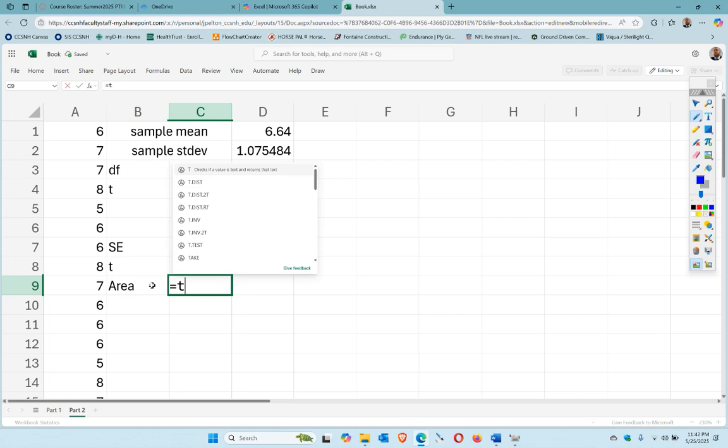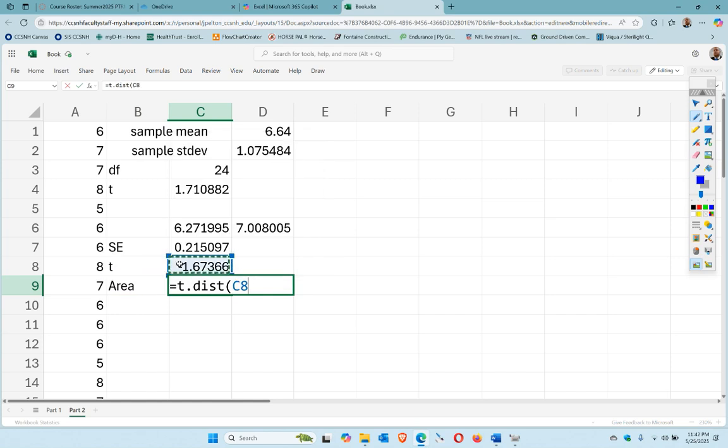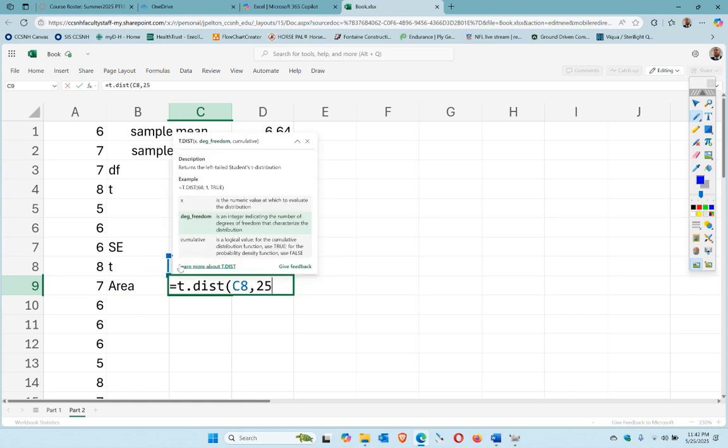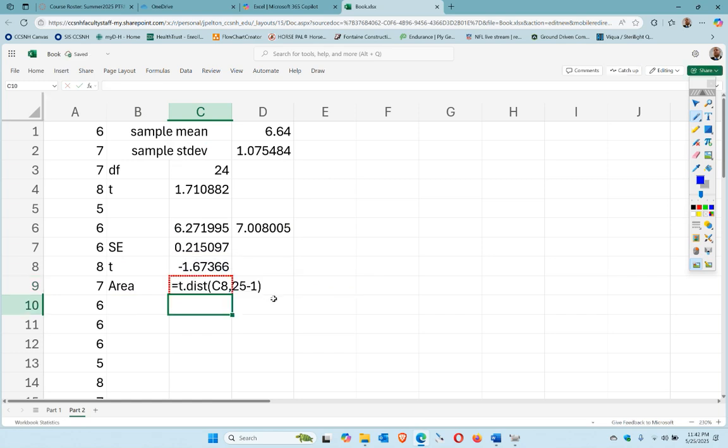Alright, so T.DIST. We want to put in the t value, which is right there, comma, 25 minus 1. It's 25 samples, right? Ooh, what did we do wrong here?